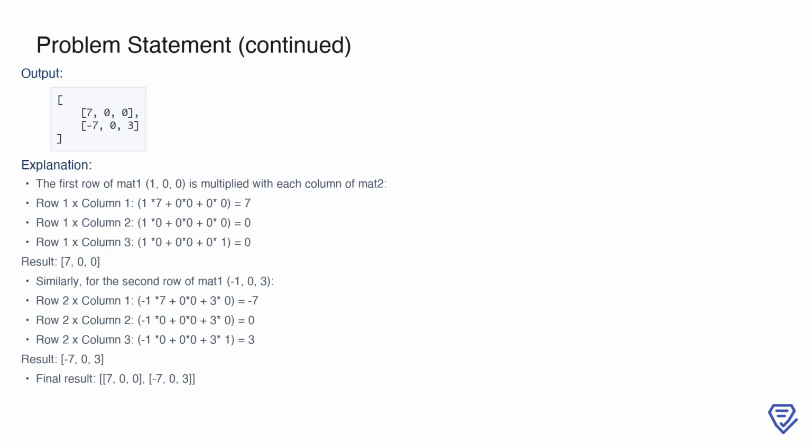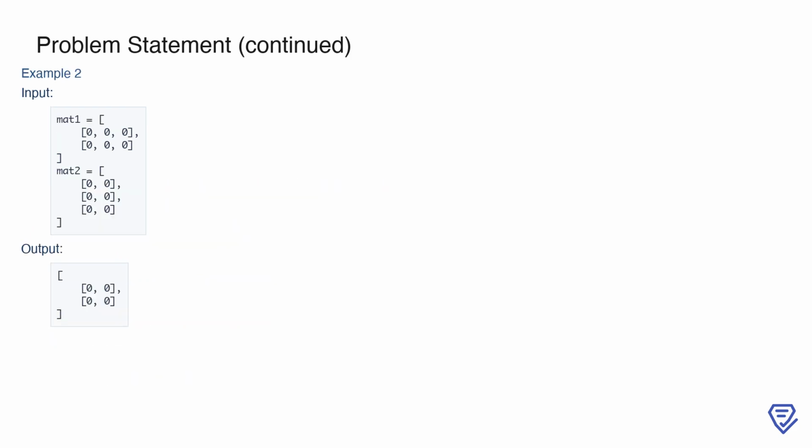For the second row of mat1, 1, 0, 3, we repeat the process. Multiplying it with the first column of mat2 gives 1 times 7 plus 0 times 0 plus 3 times 0, which equals 7. The other columns result in 0 and 3, forming the second row, 7, 0, 3. The final matrix is 7, 0, 0, 7, 0, 3.